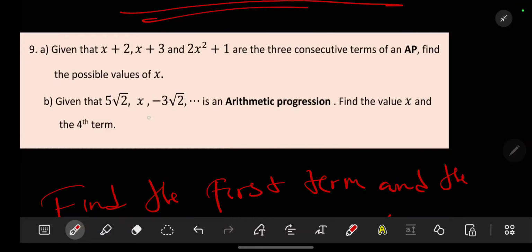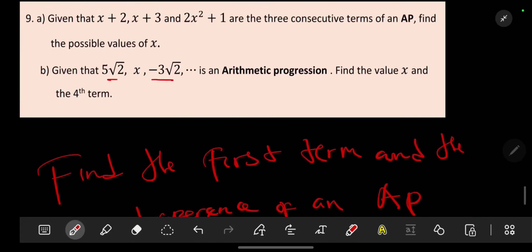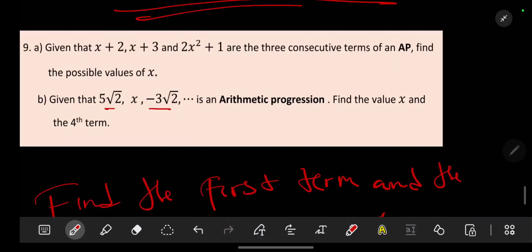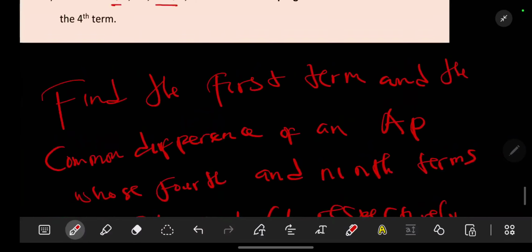So here today we are going to be solving these questions. Now these questions are also just simultaneous equation questions. Let's begin with this one.